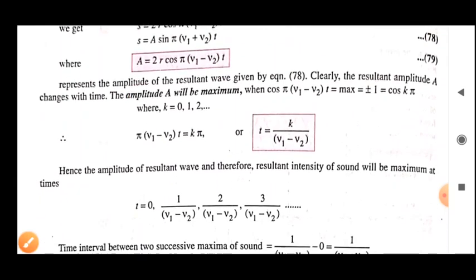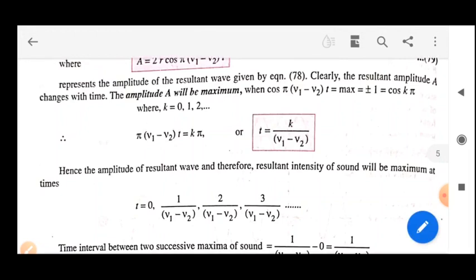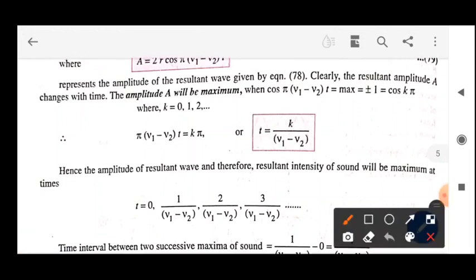So the time we can see now, we can understand from here when we will get the maximum intensity. As k has value 0, if you put 0, then at t equal to 0 you will have the maximum value. If k is equal to 1, you put this value, you can get it; k is equal to 2, 3 and 4, and so on. Means after every such time, we will get the maximum intensity in the sound.